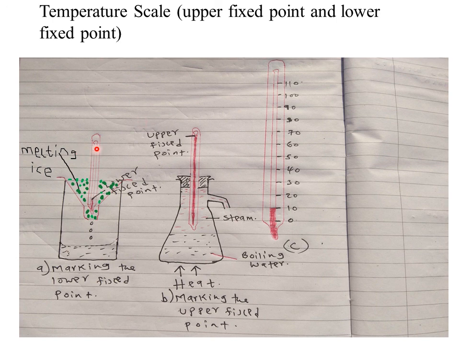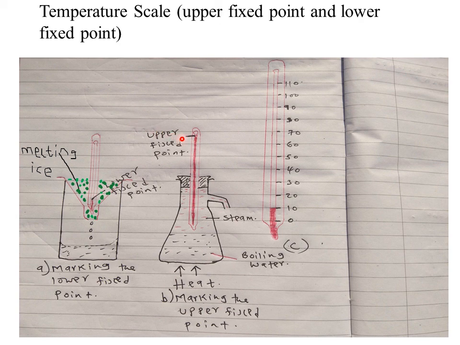A thermometer is taken and dipped into melting ice. Remember, we know that ice will always start melting at 0 degrees Celsius. So we dip the bulb of the thermometer in melting ice as shown in this diagram. This is melting ice. We have our thermometer here. The temperature recorded while the thermometer is dipped into melting ice is what we call the lower fixed point. In most cases, we take it as 0 degrees Celsius.